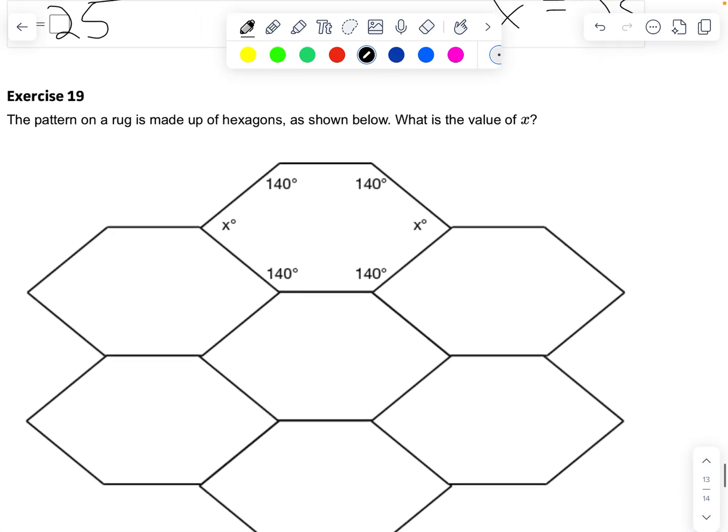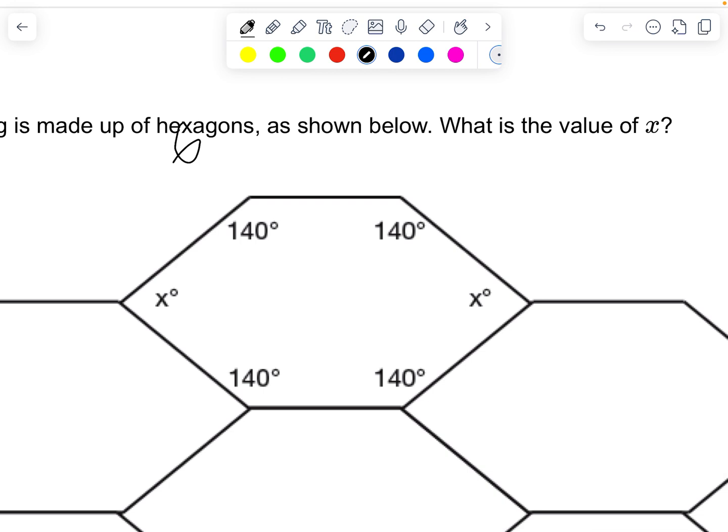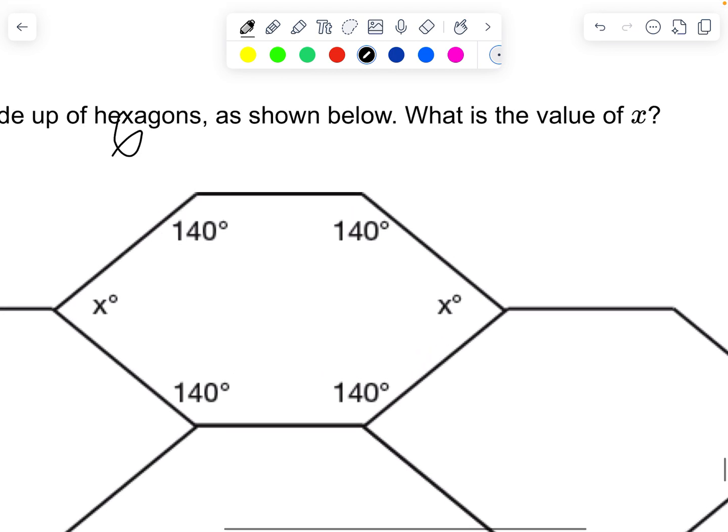Going to number 19. The pattern on a rug made of hexagons, that's 6 sides, as shown below. What is the value of X? So you got a bunch of hexagons, but we really only need to look at just this one hexagon. We don't need the other hexagons, so let's just forget about those.